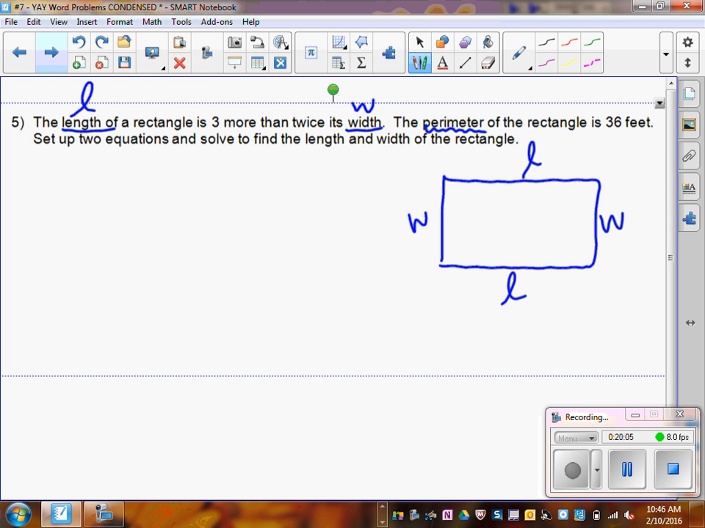And as was said, the perimeter is adding all of our sides together. So length plus width plus length plus width. How could we simplify this? Yeah, 2 lengths and 2 widths, right? A little bit simpler of a form, rather than having to write that all out.